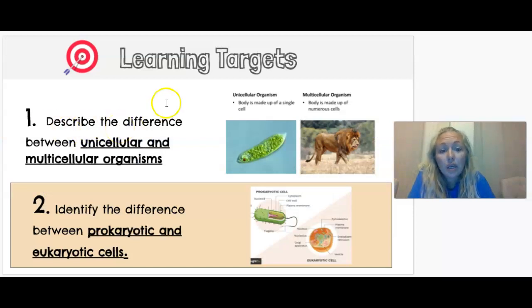The two main things, again, that we're looking at, our learning targets today, are looking at organisms and determining if they are unicellular, meaning that they are a whole organism made of only one cell, or they're a really big, complicated organism, and that's called multicellular. They're made of anywhere between 2 and trillions of cells. And then we also need to be able to identify, if we're looking at a cell, if it's a prokaryotic cell or a eukaryotic cell.